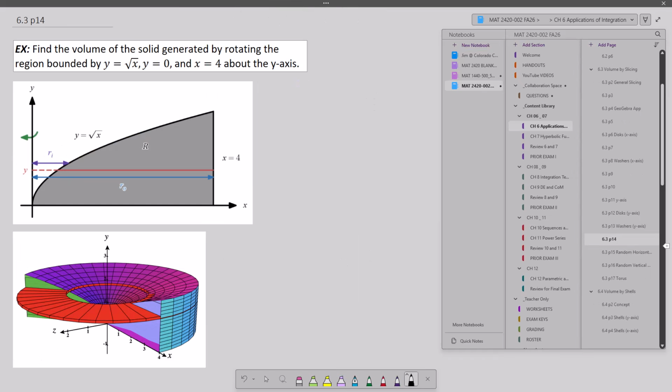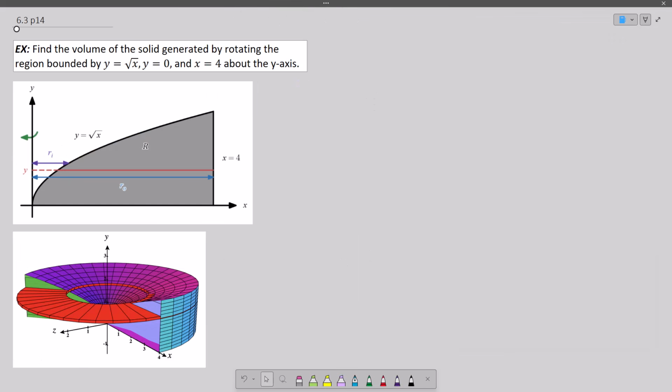So let's go to the next slide. So you all try this one. Similar idea. We've got our region in the XY plane. We're going to rotate it around the Y-axis. I sort of indicated our inner and our outer for you. So go for it. Find the volume of that solid of revolution using washers.